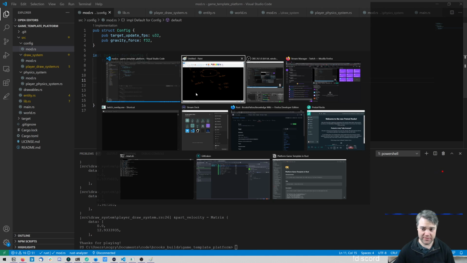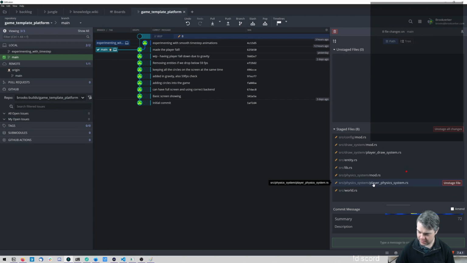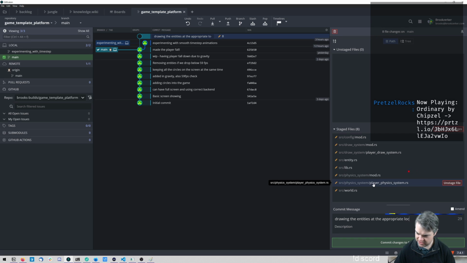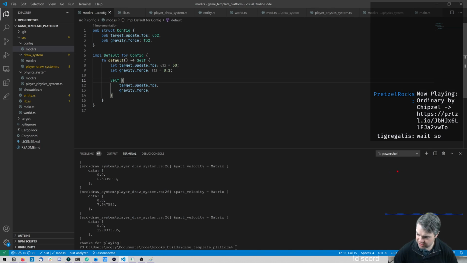So I'm going to go ahead, before I forget, and send all of this code up to GitHub. So it's this. We are drawing the entities at the appropriate locations between update ticks. Tigger Gaulis, wait. So maybe I should have waited until you had the next thing you're no doubt typing.